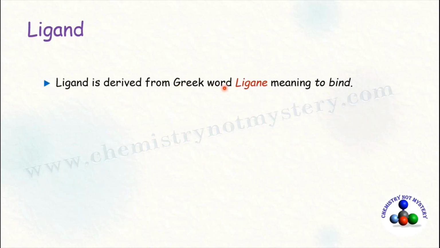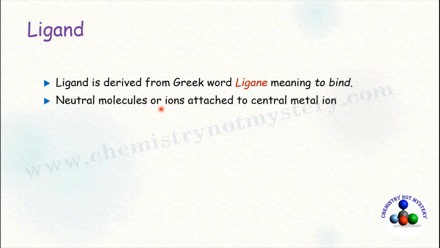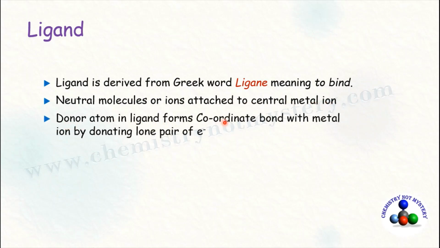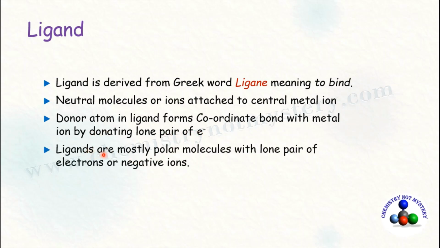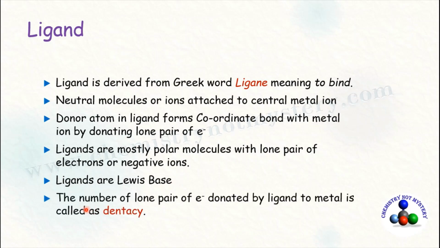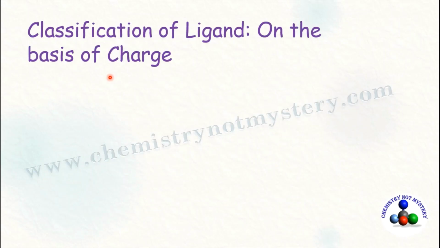Ligand is derived from the Greek word ligare, which means to bind. It can be neutral molecules or ions attached to the central metal ion. In a ligand, the donor atom forms a coordinate bond with the metal by donating a lone pair of electrons. Ligands are mostly polar molecules with lone pairs of electrons, or they can be negative ions. Ligands are Lewis bases as they donate lone pairs of electrons to the metal. The number of lone pairs of electrons donated by a ligand to the metal is called the denticity of that ligand. Now come to the classification of ligands on the basis of charge over them.